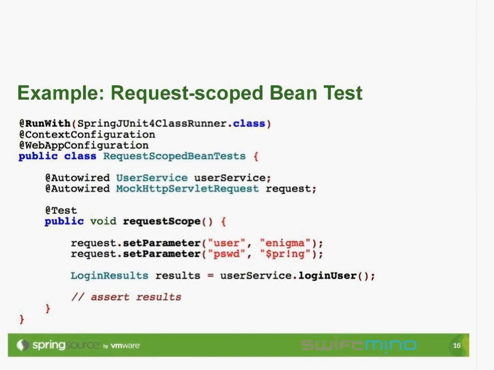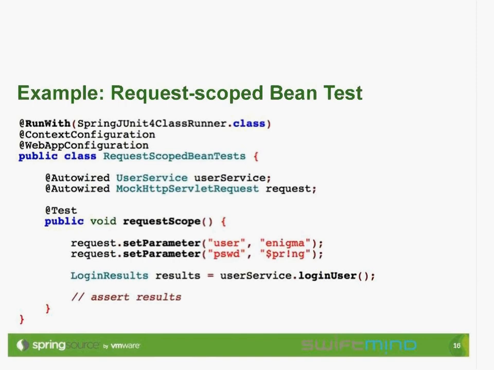And the way we do that is we inject the mock request into our test instance. And then we see here in this public void requestScope method, with this request, we can, for example, set parameters in that request. So we set parameter user to Enigma, and then we set the request parameter password to Spring. And then we can actually invoke, for example, this loginUser method on the user service, and knowing that the loginUser method uses a request scope bean in the background that actually needs this user and password request parameter, we know that we can actually test our code as we would expect, and then assert some results afterwards.